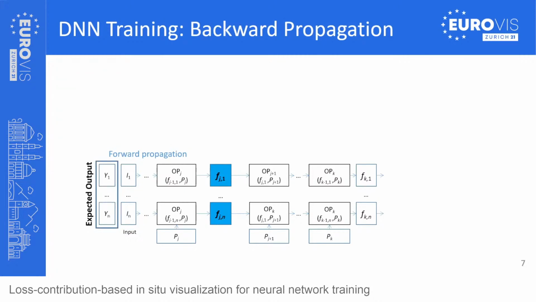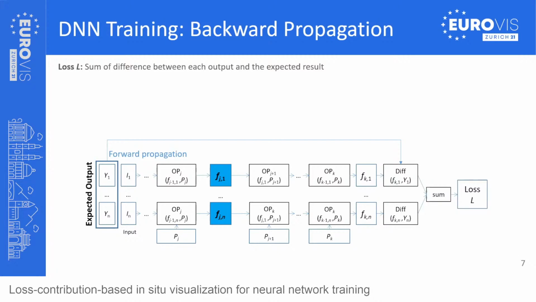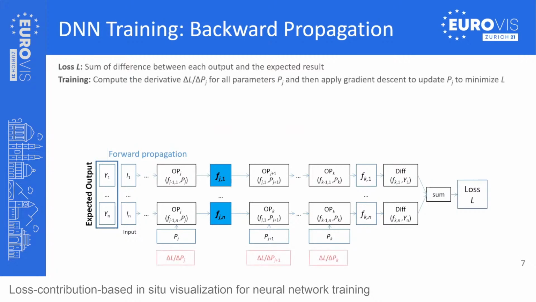When training a deep neural network, each input data item has an expected output. We compute the difference between the expected output and the forward propagated value for each data item, and the sum of differences of all data items is the training loss. Given the loss, the training process computes its derivative with respect to all parameters, so later it can apply gradient descent to update the parameters to minimize the difference.